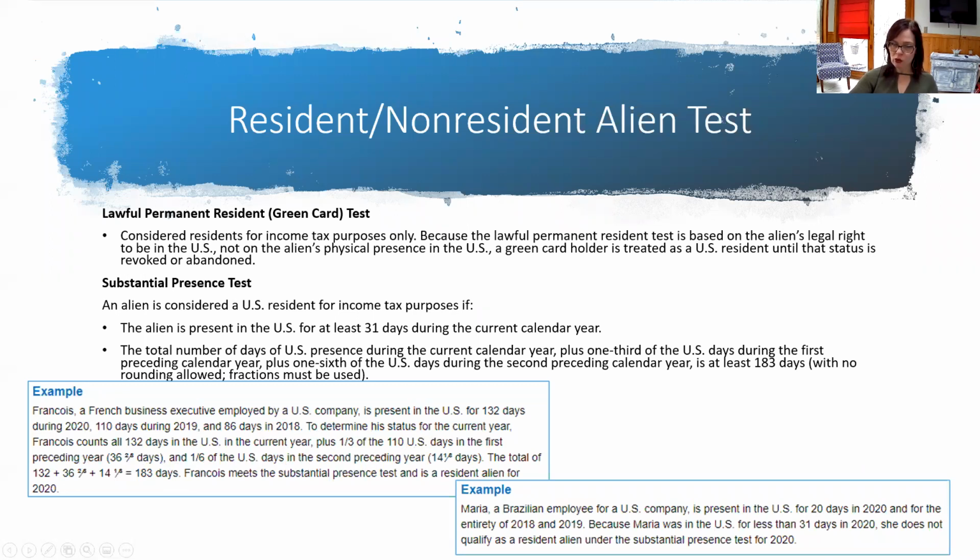Maria, a Brazilian employee of a US company, is present in the US for 20 days in 2020, and was in the US all of 2018 and 2019. But because she was in the US less than the 31 days in 2020, she is not qualified as a resident alien under the substantial presence test for 2020. So she would continue to be a non-resident alien.